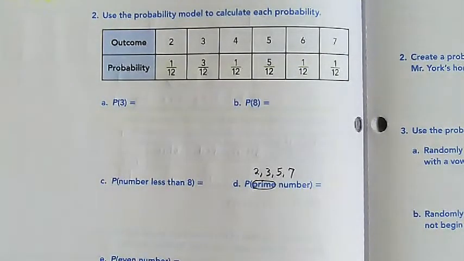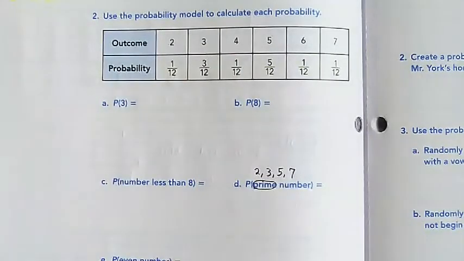This one, the probability of less than 8. Add the probabilities. 1/12, 3/12. Well, you're going to include all of these, so it's going to be 1/12 plus 1/12 plus 5/12 plus 1/12 plus the rest. Or you can just think, if all of them are less than 8, what should they all add up to?